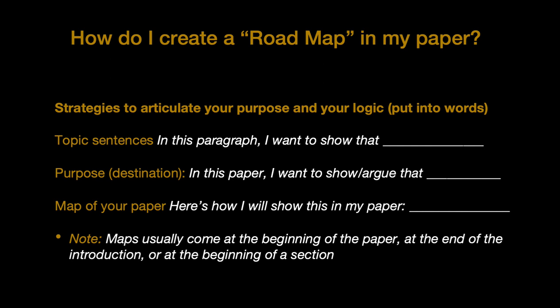Similarly, we could make sure for our entire paper that we have a clear purpose or clear destination. And that really takes us to our map. Kind of fill in the blank here. Once you know your purpose or your destination, here's how I will show this in my paper. And that's where we would go back and think about some of the logical language. Are you going to use sequencing language, first, second, third? Are you going to use causal language, because of this, then therefore this? Or maybe conditional language, if this happens, then this happens.